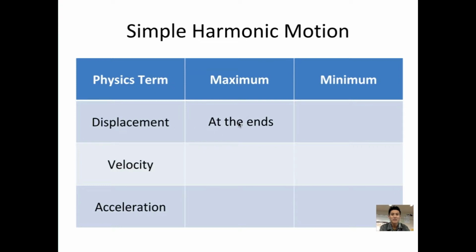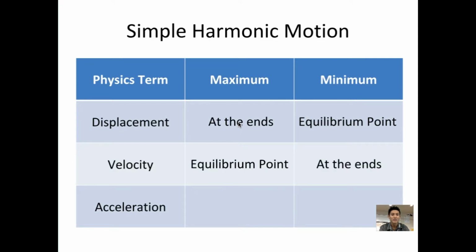Where is the maximum displacement? At the ends of our spring, mass on a spring. Minimum is going to be at the equilibrium point. However, velocity is the opposite of that. Velocity maximum, the greatest velocity of our mass on a spring, is at the equilibrium point when it's right in the middle. Minimum being when it reaches the ends, when it's compressed or when it's stretched.